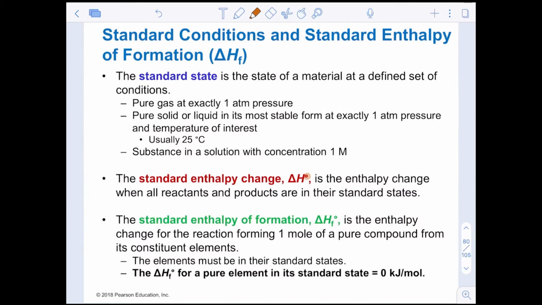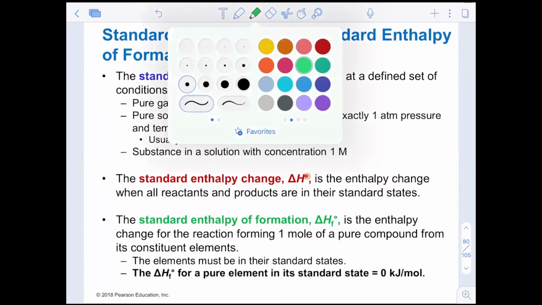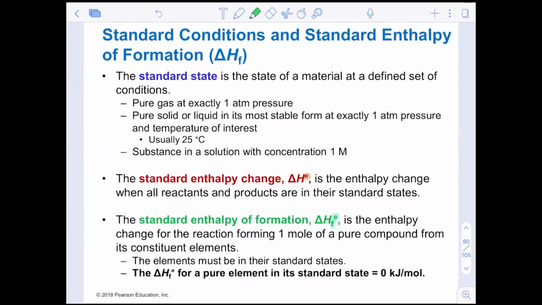A standard enthalpy of formation: notice we have that little standard symbol and now an F down at the bottom right. That F, the formation, tells us that it's the enthalpy change of a reaction forming 1 mole of a pure compound from its constituent elements. Constituent elements means that the elements that form the compound are the reactants, and they must be in their standard state as well. Delta H for a pure element in its standard state is always 0.